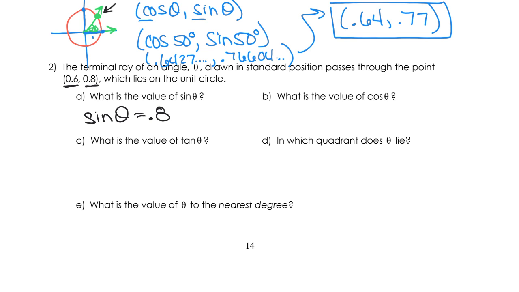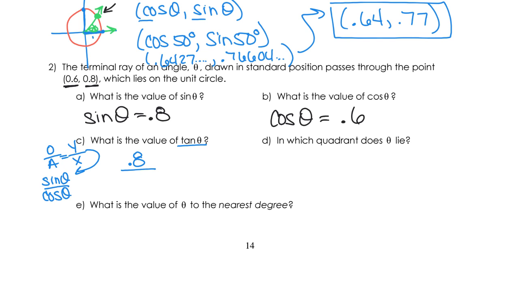Part B, what's the value of cosine theta? And that's the first one. And so we'll say cosine theta equals 0.6. In part C, they want to know the value of tangent theta. So remember, tangent theta is your opposite over your adjacent, which we said our opposite was y over our adjacent, which was x. And y is really sine theta, and x is really cosine theta. So we have sine theta, which is 0.8, over cosine theta, which is 0.6. And if we divide the two, that comes out to be 4/3.